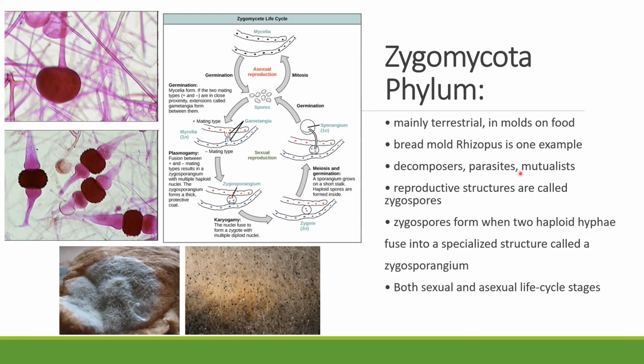They are decomposers, parasites, and mutualists. Their reproductive structures are called zygospores. Zygospores form when two haploid hyphae fuse into a specialized structure called a zygosporangium. They have both sexual and asexual life cycle stages.